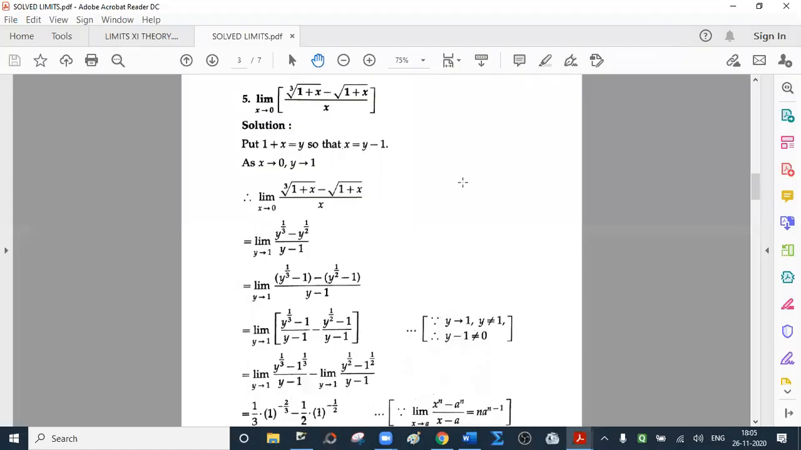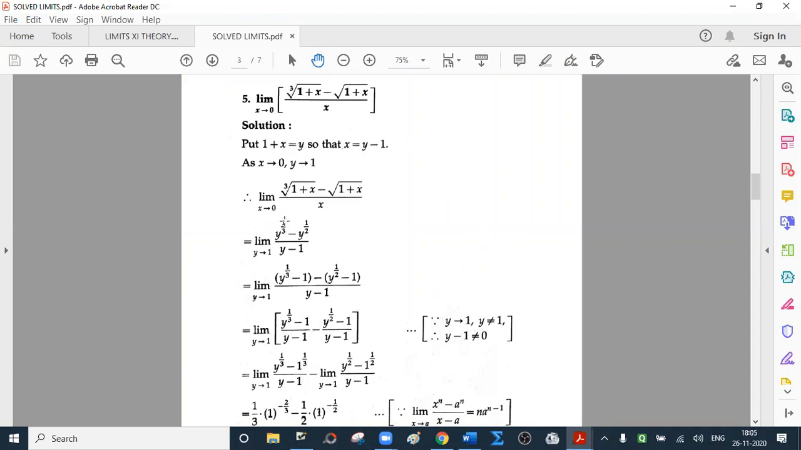Fifth one, limit x tends to 0, cube root of 1 plus x minus root 1 plus x upon x. Now we put 1 plus x equal to y. That is x equal to y minus 1. Now as x tends to 0, y will tend to what? 1 plus 0, that is 1. I repeat, when we use substitution, we must obtain the tending value of the new variable. What is the substitution? 1 plus x equal to y. Now x tends to 0, so y will tend to 1 plus 0, that is 1.